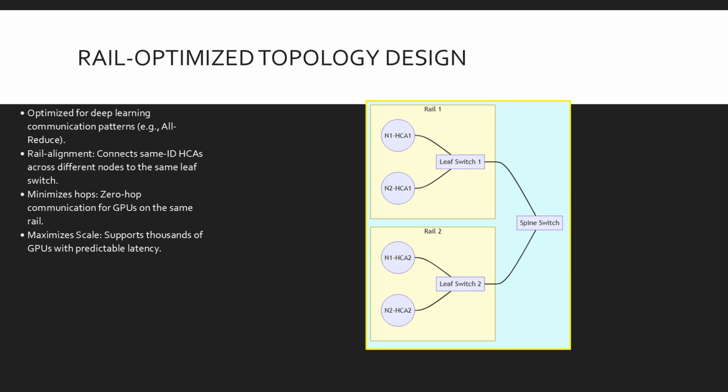This graph visualizes the rail concept. Look at rail 1 on the top. HCA1 from node 1 and HCA1 from node 2 both connect directly to leaf switch 1. Similarly, in rail 2 below, the second HCAs connect to leaf switch 2. This creates dedicated parallel lanes for traffic. Both rails eventually connect to the spine switch for cross-rail traffic, but the primary synchronization traffic stays within these efficient single-switch rails.